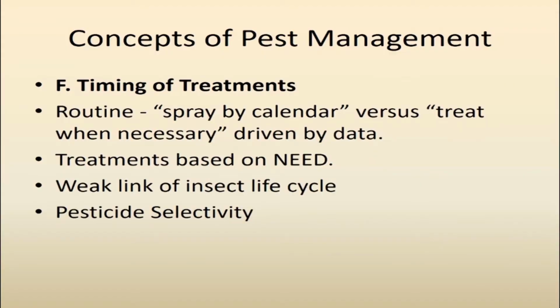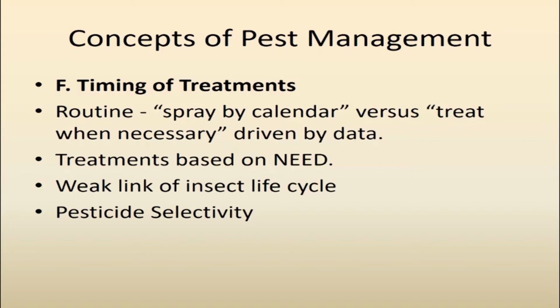Then comes the concept of timing of treatments. At what time does the treatment have to be done? For example, if we are releasing an egg parasitoid in a field, the presence of eggs in the field is crucial. If we are releasing the egg parasitoid when the larvae are present in the field, there is no point; the human labor will go waste and the input will go waste. So, the IPM personnel as well as the farmer have to be given awareness about the timing of the treatments. That is, spraying by calendar should always be avoided, and treatment should be done when necessary.